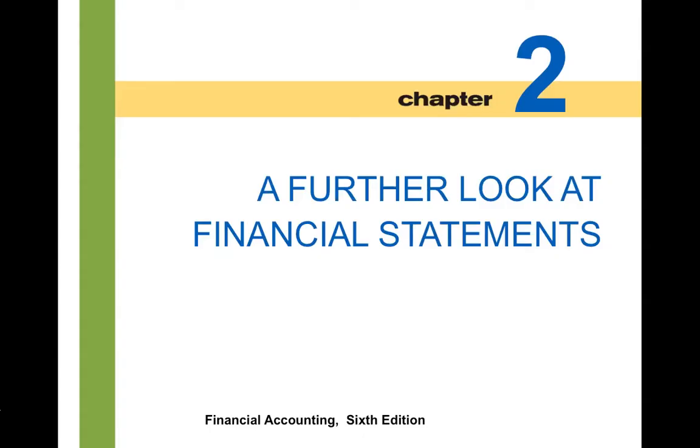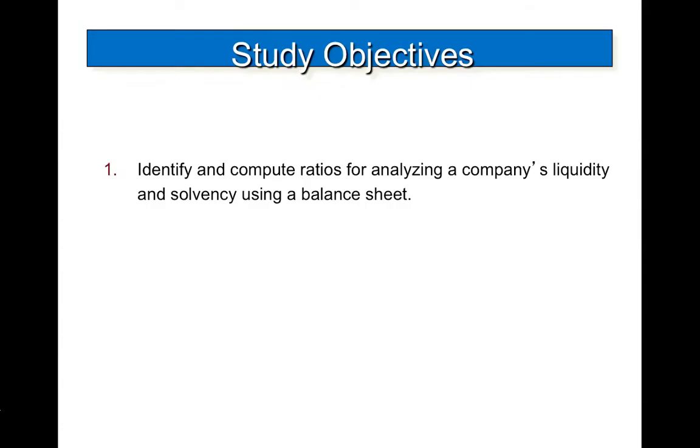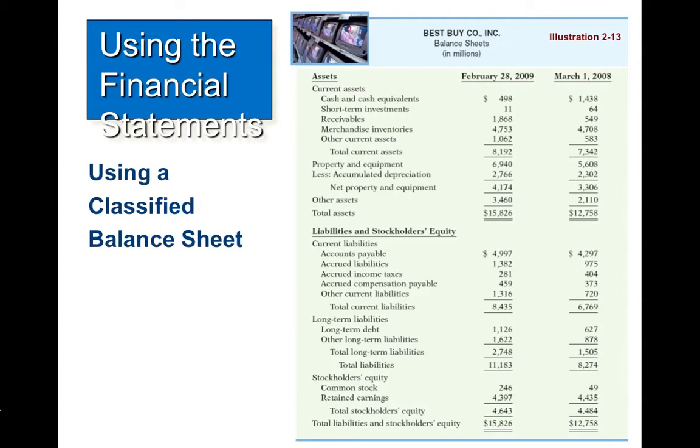We are going to continue on with our discussion in Chapter 2, a further look at financial statements. We are going to identify and compute ratios for analyzing a company's liquidity and solvency using a balance sheet. Here is an illustration of Best Buy's balance sheet. This is a classified balance sheet, as we discussed earlier. We will use the information from this balance sheet to compute the ratios later on in this recording.